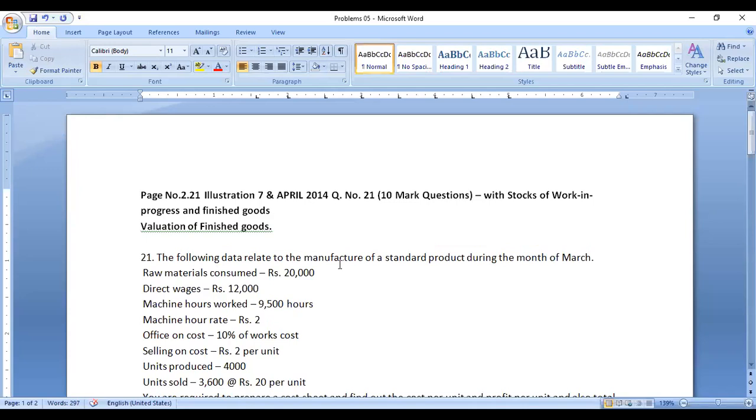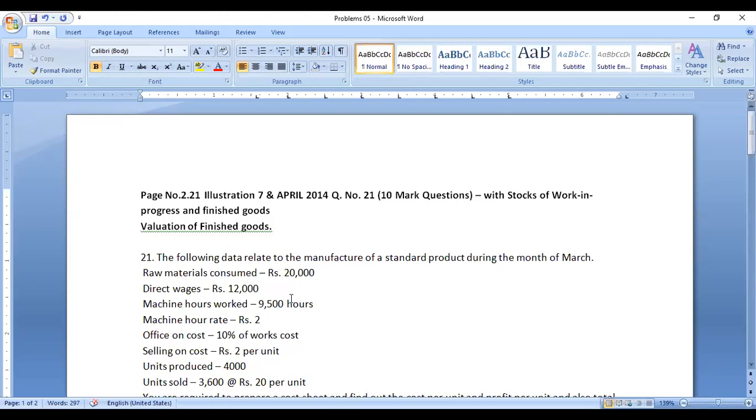The following data relate to the manufacture of a standard product during the month of March. So during the month of March, for one product. In your book, it is not given in the same way. Something is reduced from the question paper. In your book, you can see the industries limited or manufacturing mould line charges. So one piece of information is missing here, but that's not required. That's not a main point for working out the problem.